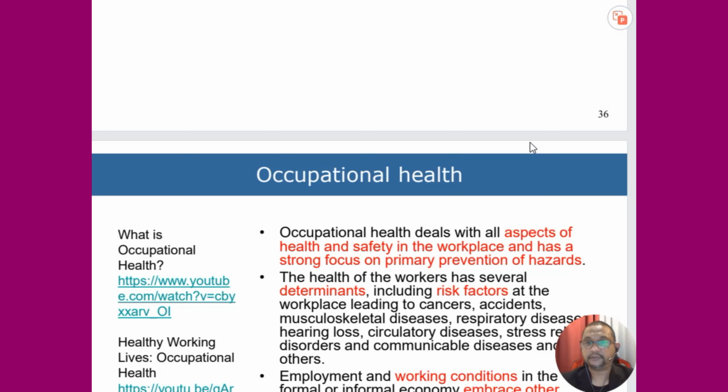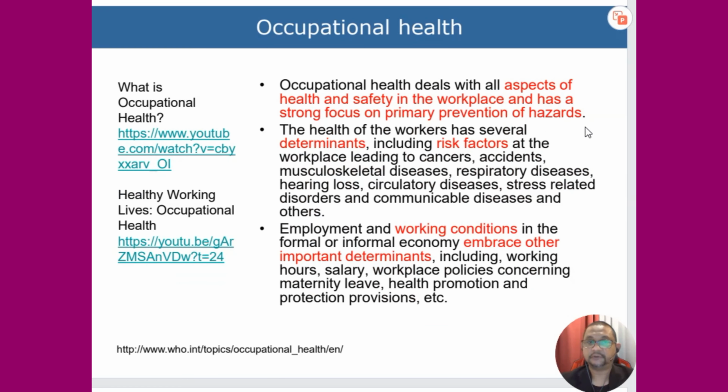Okay, we go next to occupational health. What is occupational health? Occupational health focuses on the safety, health, and welfare of individuals in the workplace. Its primary goal is to prevent work-related injuries, diseases, and hazards by promoting a safe and healthy working environment.